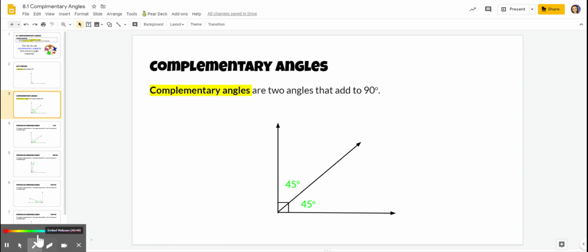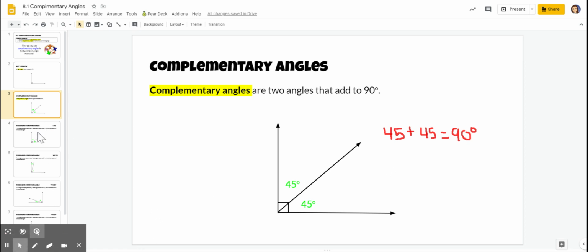Now let me show you what that would look like using a number sentence. We know that we have two angles and they add up to be 90 degrees. The first angle is 45 degrees. The second angle is 45 degrees. When we add those together, we get a total of 90 degrees, which is a perfect right angle. Okay, so that's an easy one.